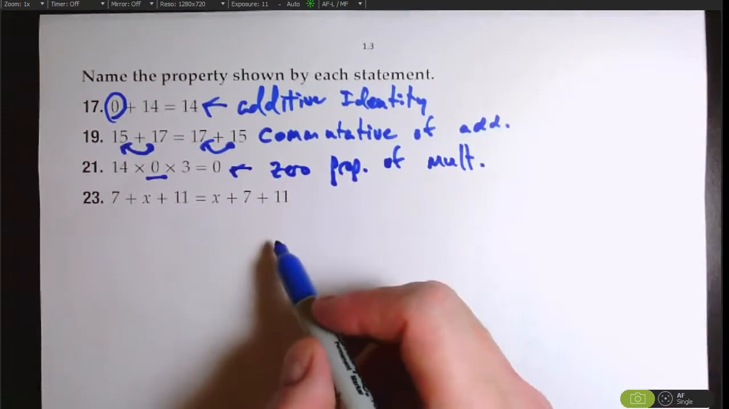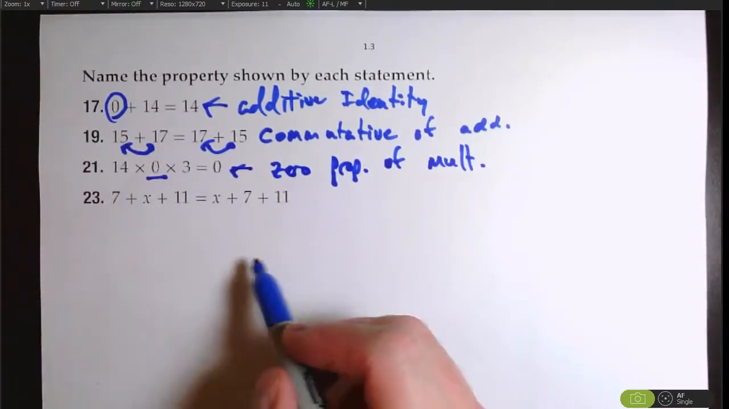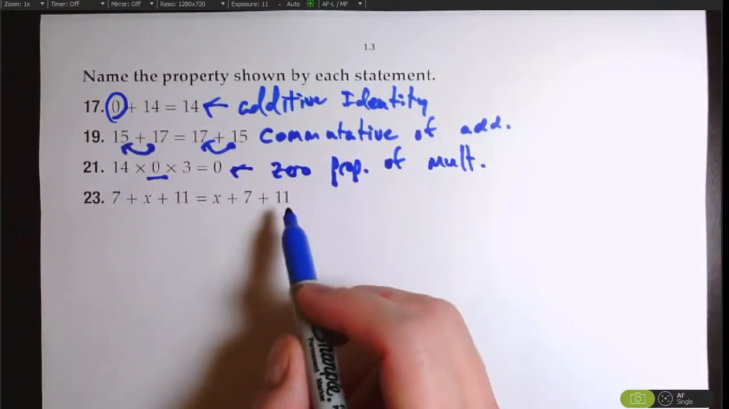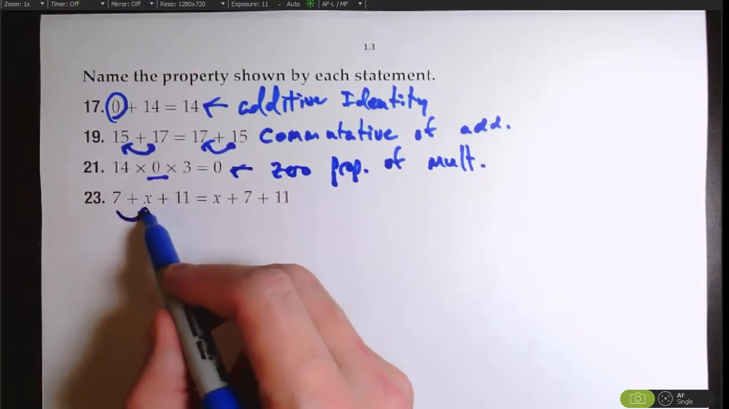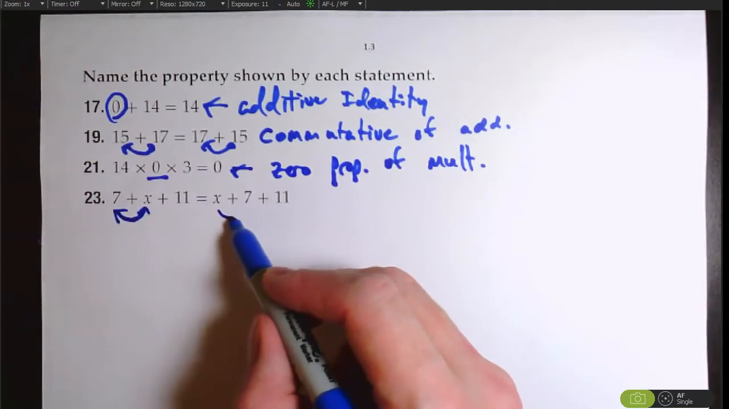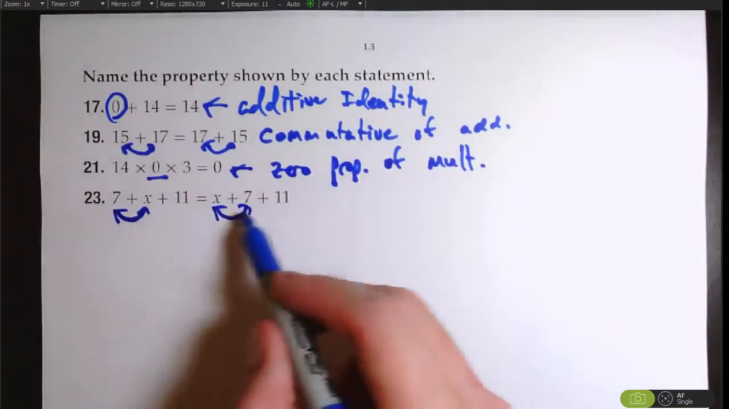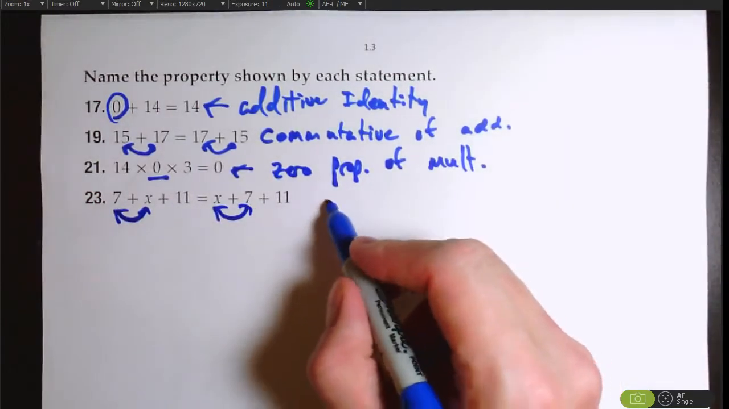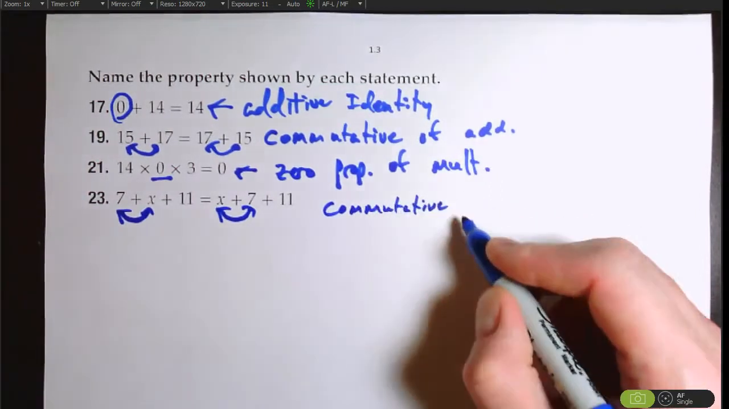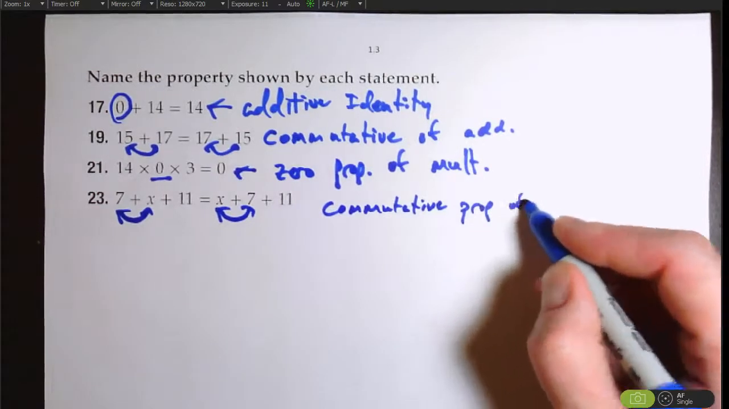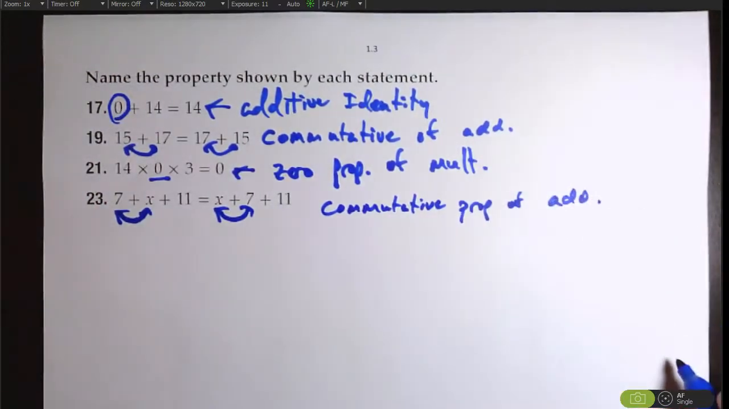And then again, looking at number 23, this one's a little trickier because you see three things. But if you pay attention closely, you'll know it's 7 plus x first, then it's x plus 7. Again, those were swapped. Commutative property of addition.